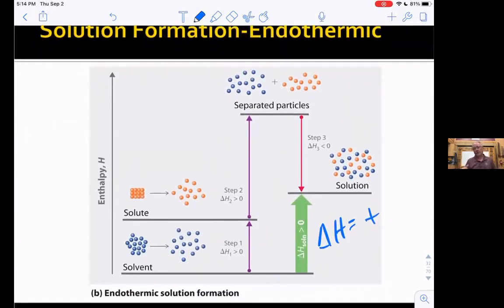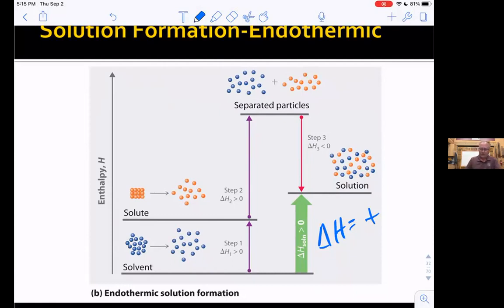And so it's going to pull energy from the surroundings or you will have to give it energy for it to happen or whatever. So in this particular case, if you put your hand on the glass and this was happening, the glass would feel cold. It would take energy from you in order for this to dissolve, which is interesting.